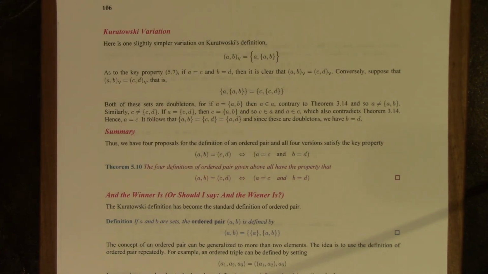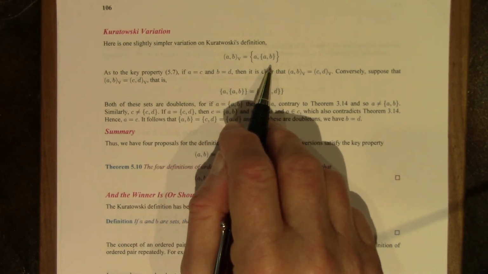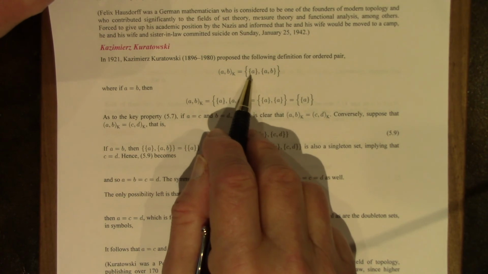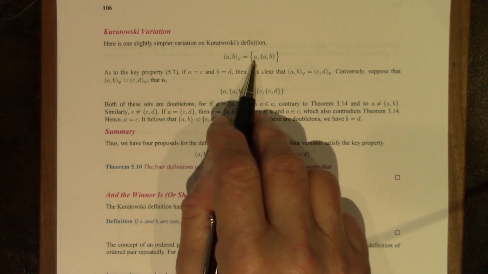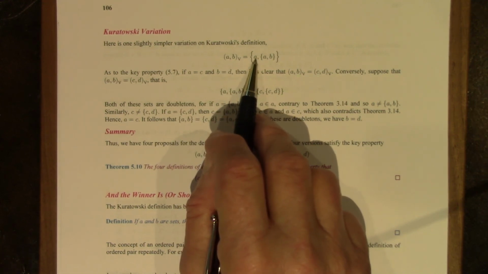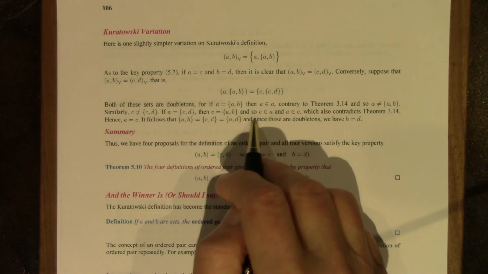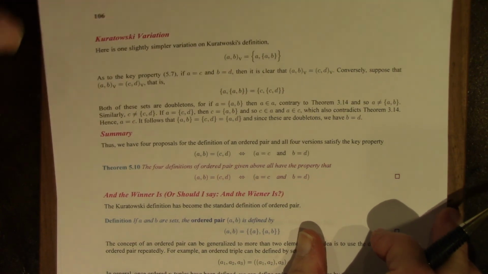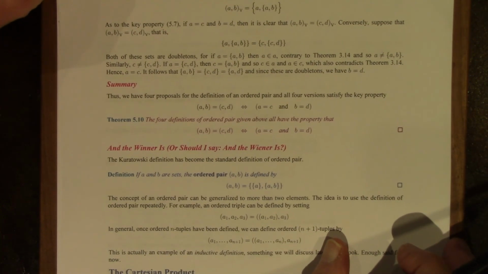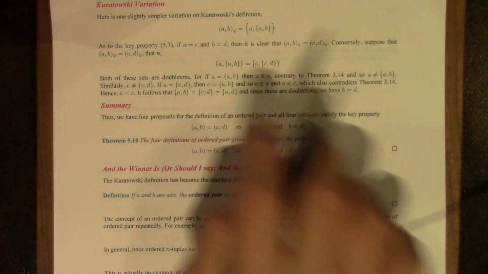There is a variation on the Kuratowski definition. It's a very slight difference. Let me go back here. Here's the Kuratowski definition. You have this A goes to a singleton set, and both of them go into a doubleton. This one, we just drop the extra braces around A. I don't know who proposed this variation, but it also satisfies the key properties, and actually, in a way, it's a little simpler, but maybe not quite as aesthetically pleasing of an element here and a set there, but whatever.